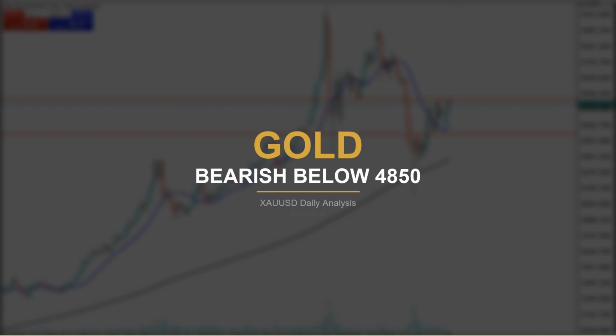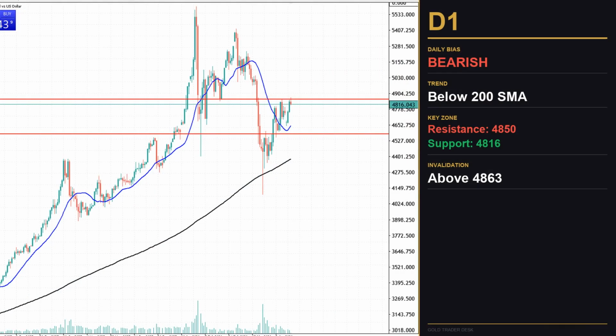Here is your XAUUSD analysis for April 15th, 2026. The daily chart reveals a bearish structure as price faces strong rejection from the 48.50 to 48.63 resistance zone. Gold is currently testing the critical 48.16 support level, which represents a key decision point for the medium-term trend.